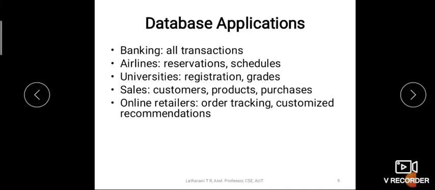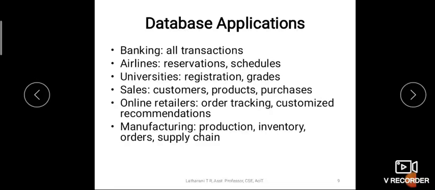Then online retailers, like when you purchase something online, maybe on Flipkart or Amazon, you can track your order and customize the recommendations. So who has ordered what, whether payment is done or it is cash on delivery, how many products, at what time it will reach, and after it reaches, that order has to be marked as delivered. All those details are to be stored, right? So these are all examples which you can take as topics for your mini project also.